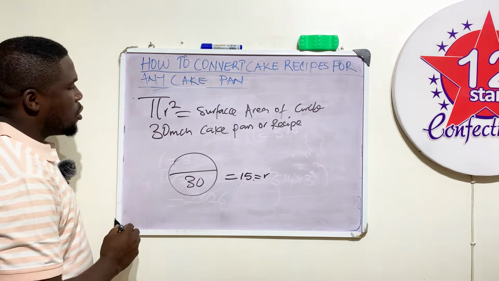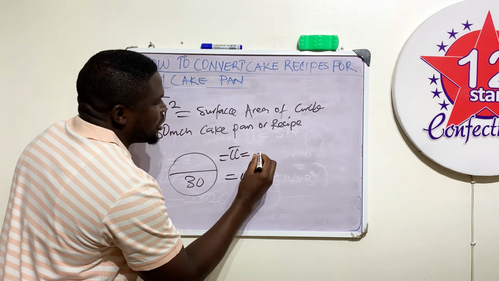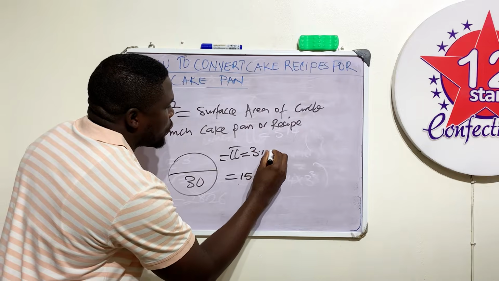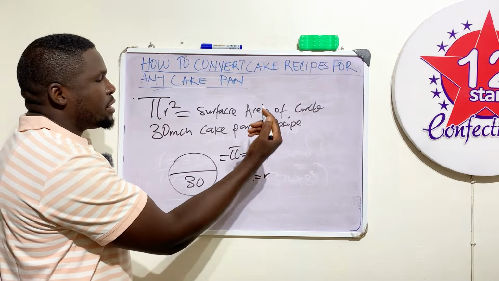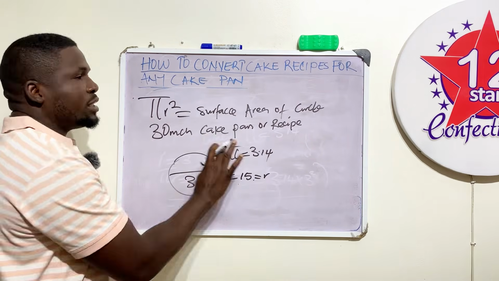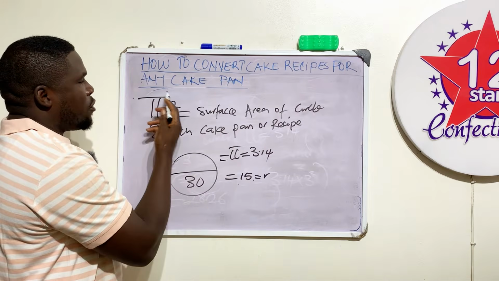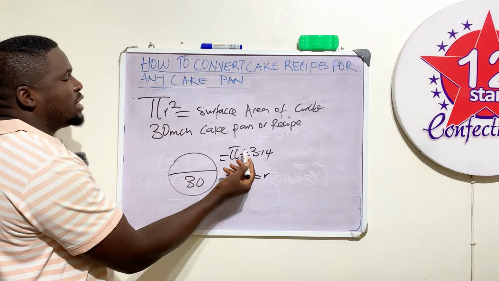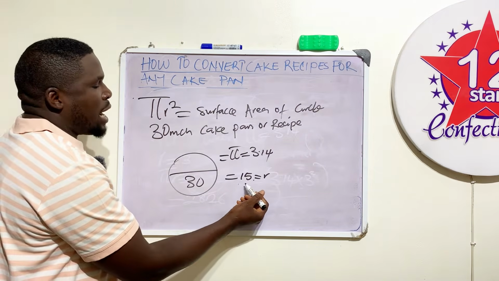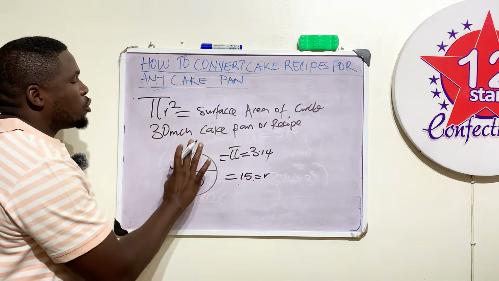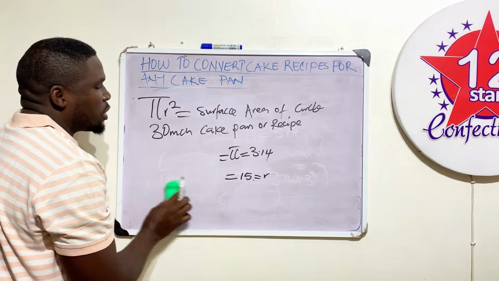So at this point we already know that our pi, like I said, is 3.14. And I told you how they got this pi: it is 22 all over 7, which is a constant in this formula. So in our formula we have pi r square, and we have gotten our pi to be 3.14, which is always constant, and we have gotten our r, which is our radius, to be 15. So what we need to do now is to clean and come and input these figures in our formula.